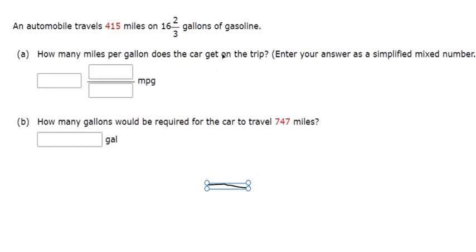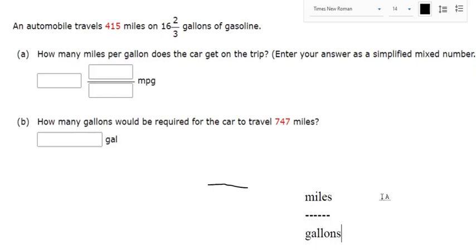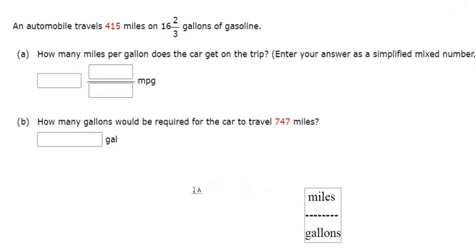We're asked to calculate the miles per gallon. And when we say miles per gallon here, we mean the number of miles divided by the number of gallons. And when we conduct the division, that tells us how many miles we get for 1 gallon.